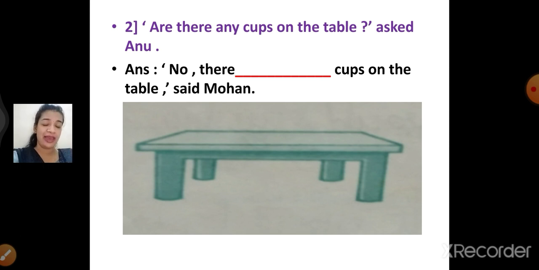No, there aren't any. Now, as I told you, any is used in negative sentences. Negative sentences means when you're saying no. So, no, there aren't any cups on the table, said Mohan. Let's see the answer. No, there aren't any cups on the table. Even I can't see anything on the table, so I'm going to answer the same. No, there aren't any cups on the table, said Mohan.